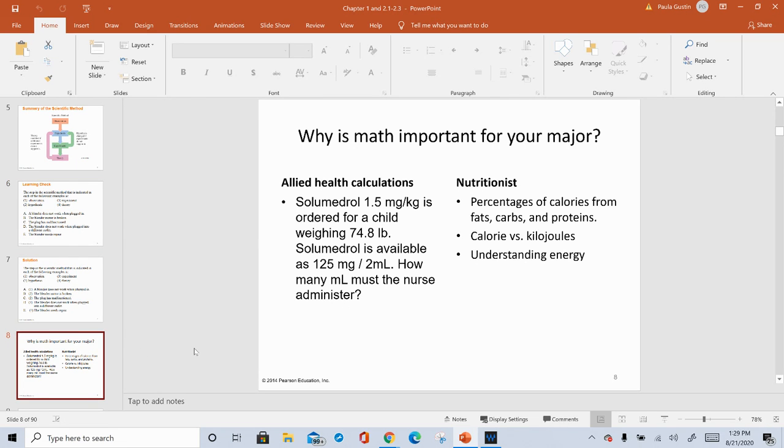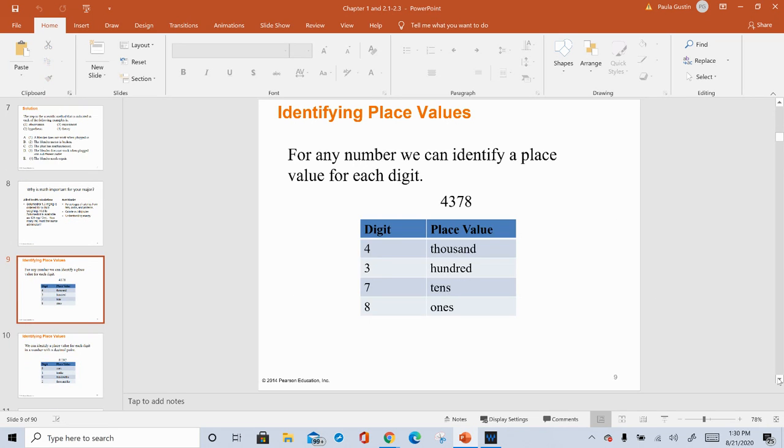Why is math important for your major, for allied health students? It's very important to be able to calculate dosages for medications based on somebody's weight. For nutritionists, understanding calories, fats, carbohydrates, and what energy is, is very important.